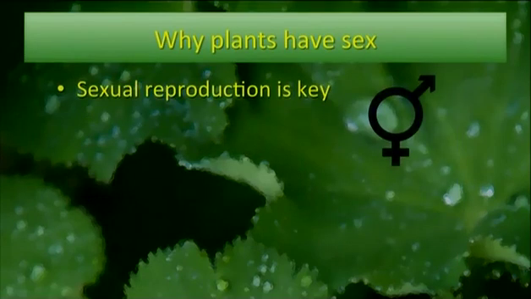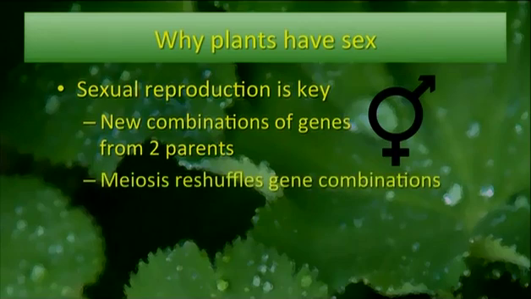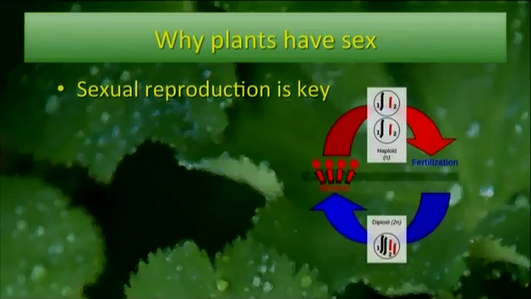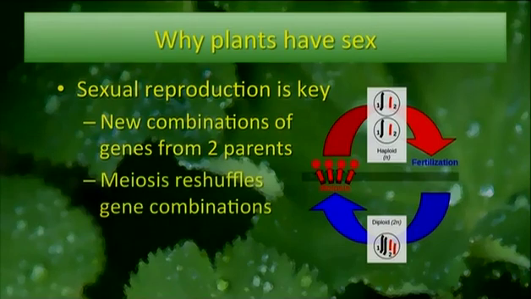So sexual reproduction is key. It allows for new combinations of genes from two parents. Meiosis helps you reshuffle the gene combinations. Different kinds of chromosomes allow for fertilization, and when fertilization happens, you have chromosomes from two different sources coming together after meiosis. That allows for new combinations of genes from two parents. And also remember that meiosis reshuffles the gene combinations.